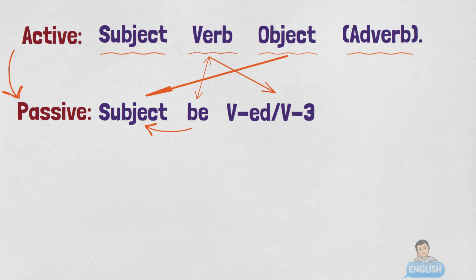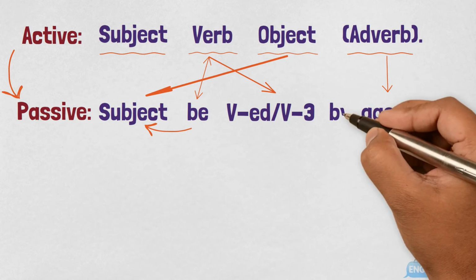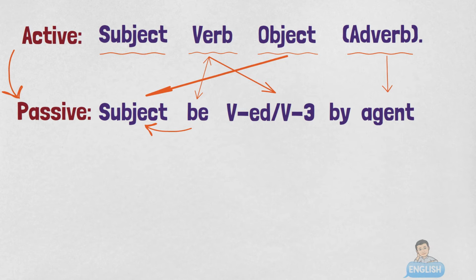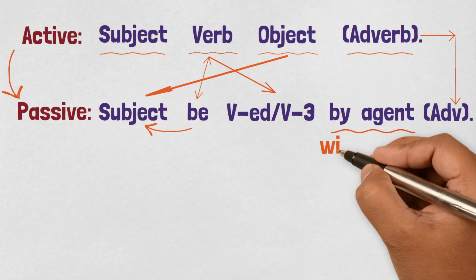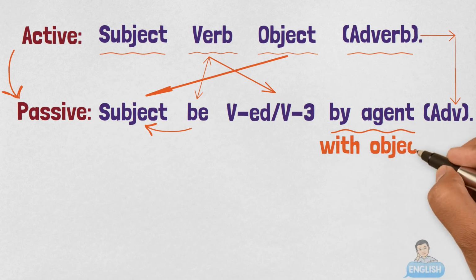Step number 4. The subject of the active sentence becomes the agent with by, followed by a person or things. And finally, don't forget the adverb, if there is one in the active sentence. With is followed by an object or an instrument.